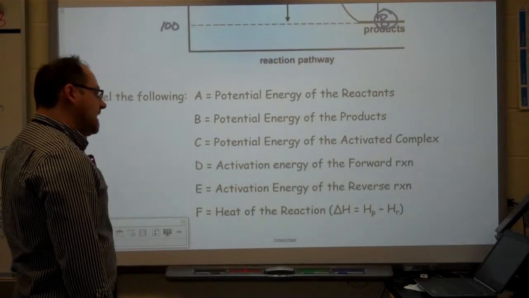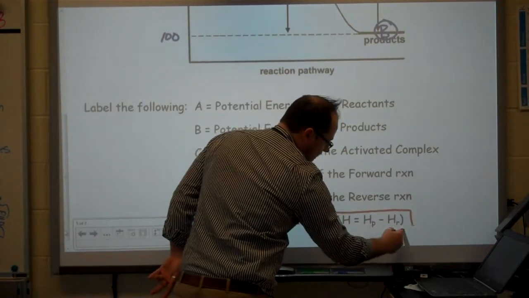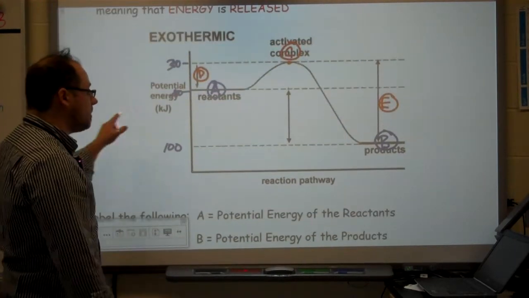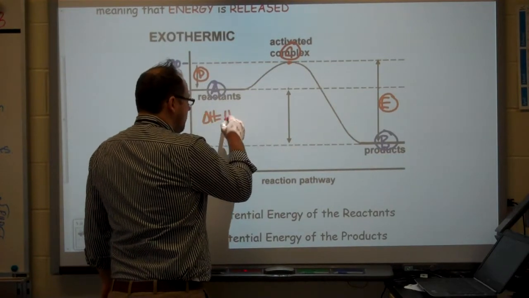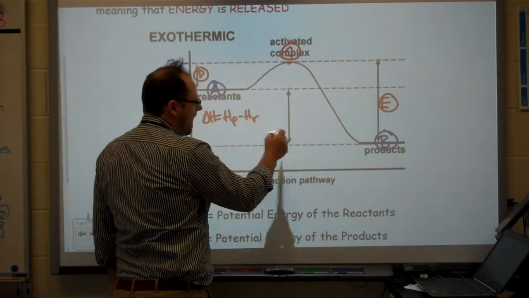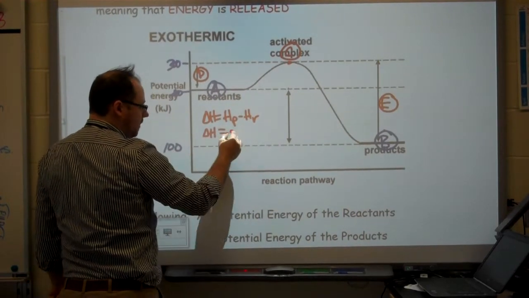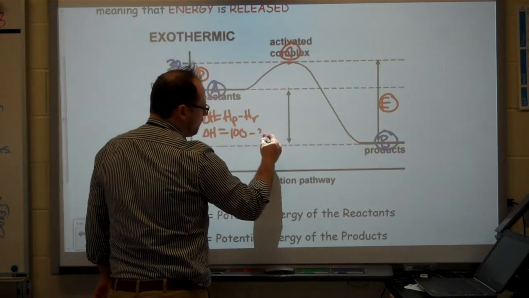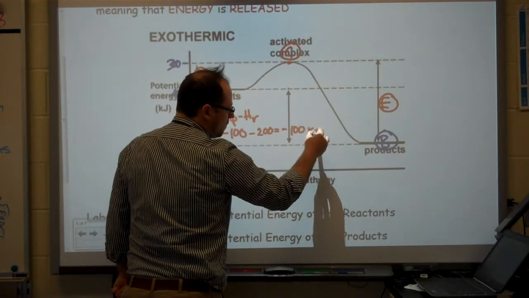And let's see, F, heat of the reaction. Delta H, still, you don't have this equation, you've got to memorize it. Heat of the products minus the heat of the reactants. So the products were 100 kilojoules minus the reactants were 200. Well, that equals negative 100 kilojoules.